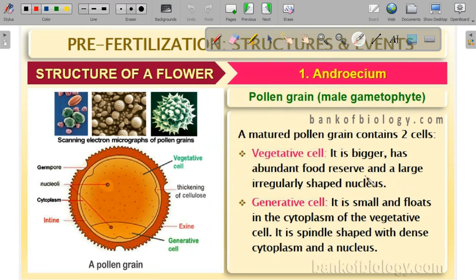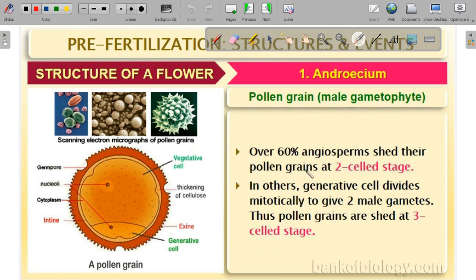The vegetative cell is bigger and has abundant food reserve and a large irregularly shaped nucleus. The generative cell is just a very small cell, and of course, when you look, it floats in the cytoplasm of the vegetative cell. What is two-celled and three-celled? Two-celled means the vegetative and generative cells together. In most angiosperms, pollen grains are shed at the two-celled condition.